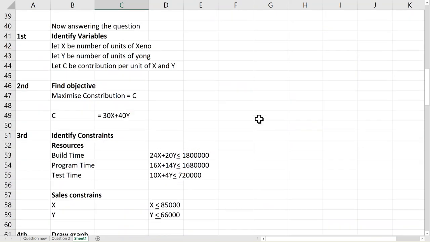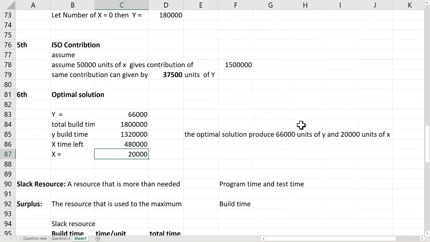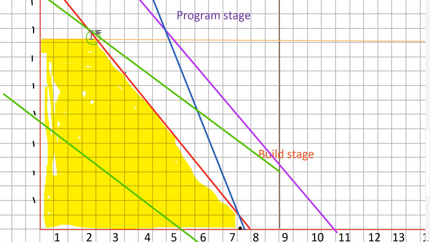Okay, so the optimal solution is to produce 66,000 units of Y, the maximum units of Y, and 20,000 units of X. And our optimal point is this corner. They could ask you for the optimal point as well, where they have drawn an iso-contribution line like this, and you have to maybe do it with your hand or something, to see which corner it exits last.